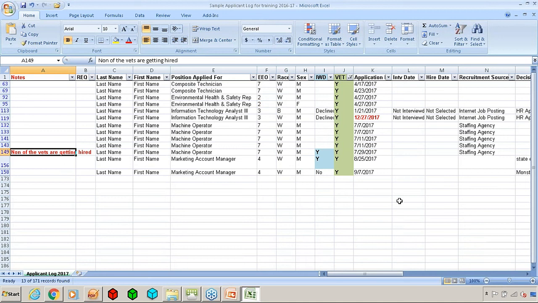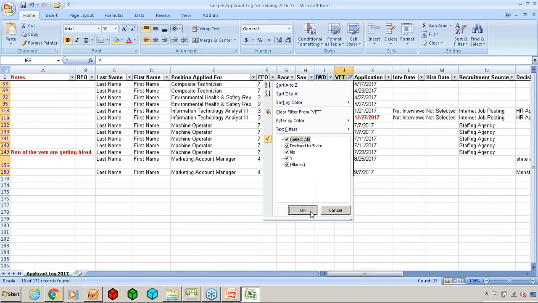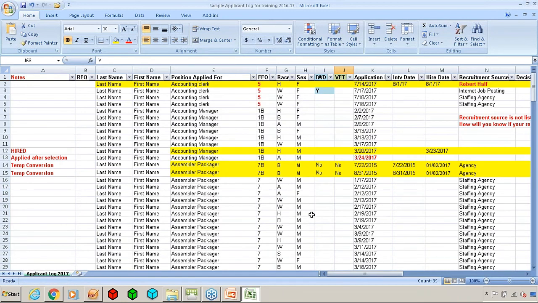So why are the vets not getting hired? You would have to prove that to the OFCCP, and are any of them qualified? Neither are these two individuals with disabilities here. None of these vets. So the people in yellow that I shaded in yellow are the hires. So as you're exposing data to the OFCCP, the questions can go further.